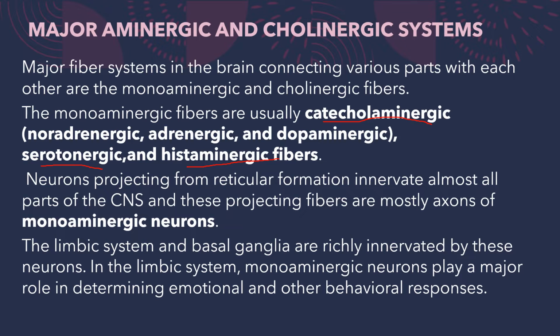In the limbic system, monoaminergic neurons play a major role in determining emotional and other behavioral responses. So this is our main concept: the limbic system is concerned with emotions and other behavioral responses.